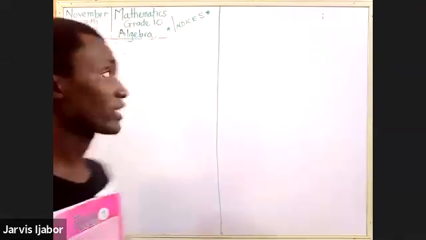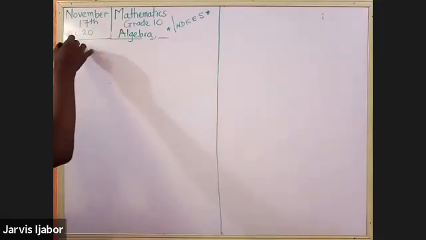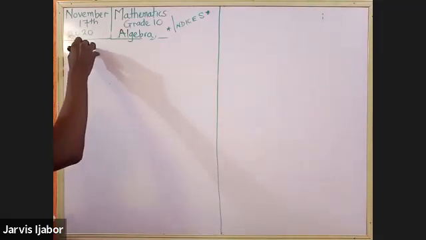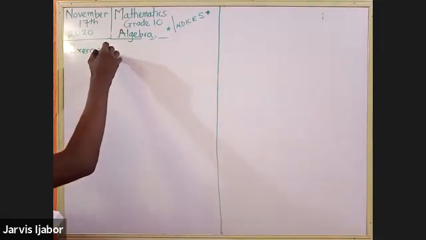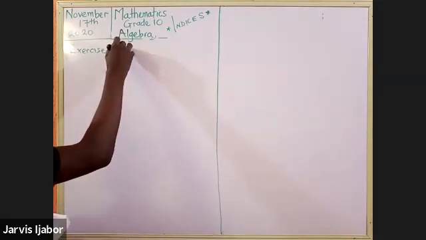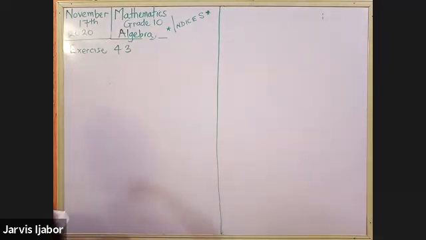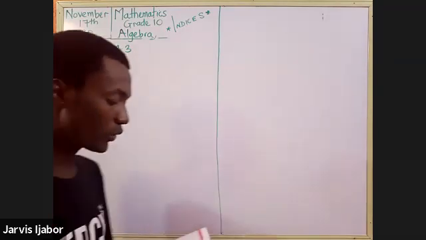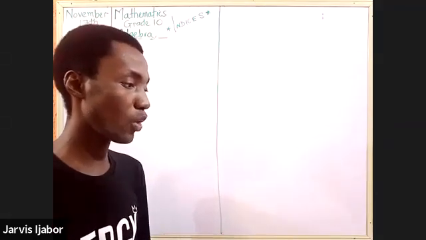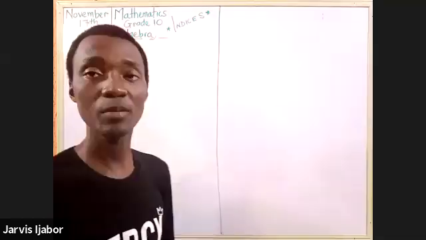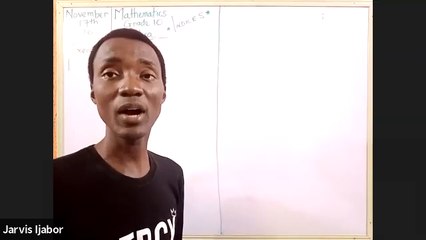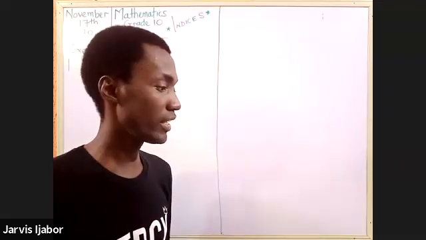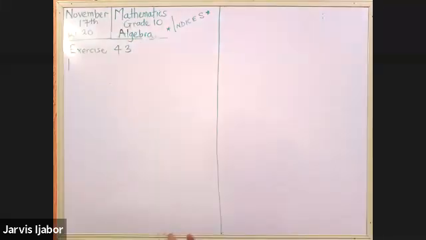So we start off with exercise 4.3, and then we start with question 1. It says, simplify the following, leave your answer in what? Index form. Simplify the following, leave your answer in what? Index form. So how do you handle this?